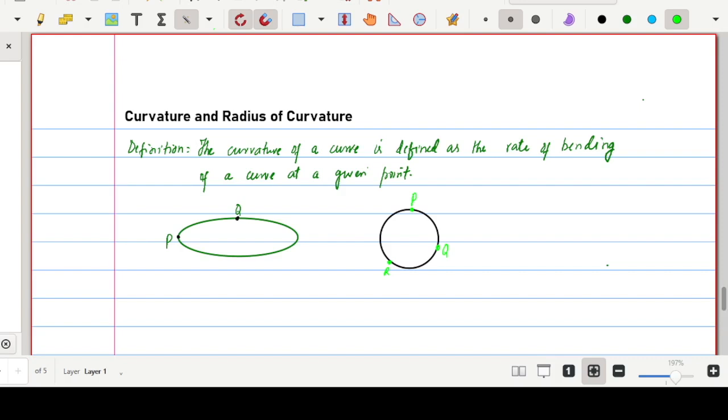So therefore we can say इस सर्कल का हर पॉइंट पे सेम रेडियस है, and we can say the circle has a constant radius at every point. तो इस तरह से हम समझ सकते हैं कि कर्वेचर किस चीज़ को हम कहते हैं. सो कर्वेचर इज जस्ट द रेट एट व्हिच अ कर्व बेंड्स एट अ पर्टिकुलर पॉइंट.